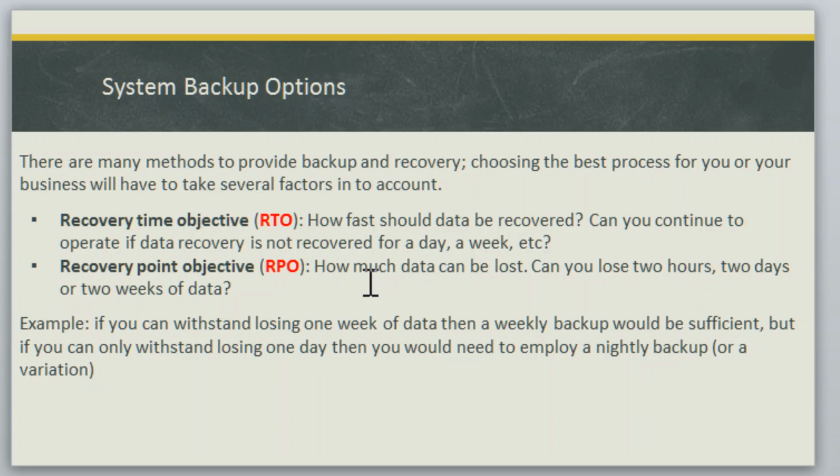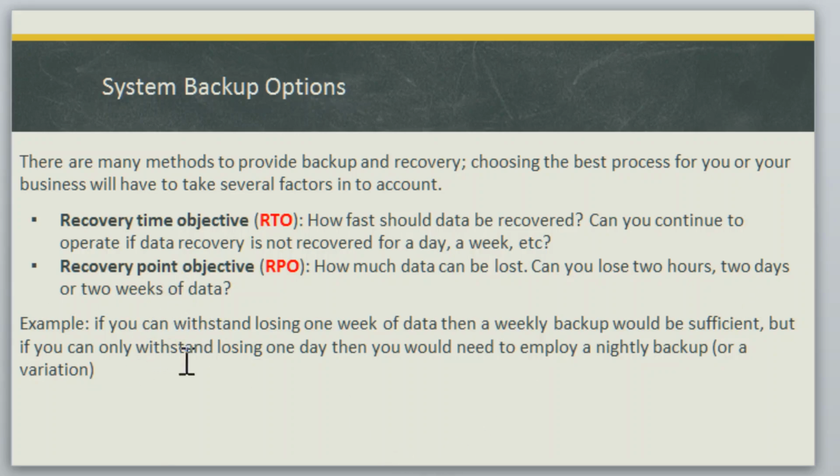So let's talk about some system backup options here. There are many methods to provide backup and recovery. Choosing the best process for you or your business will have to take several factors into account. First one we should think about is recovery time objective, or RTO. So basically this is looking at how fast should data be recovered. Can you continue to operate if your data is not recovered for a day, a week, etc.? The next one is going to be RPO, or recovery point objective. So this is asking how much data can be lost. Can you lose 2 hours, 2 days, or even 2 weeks of data?